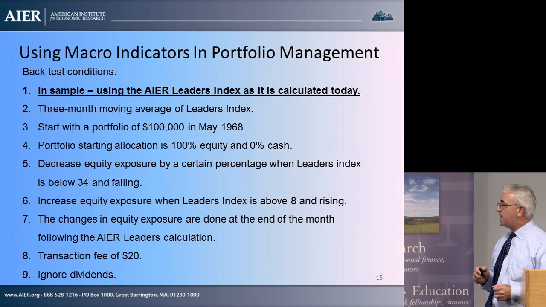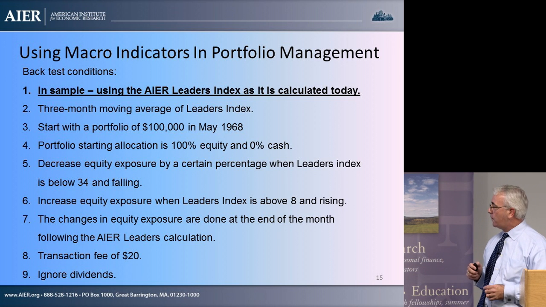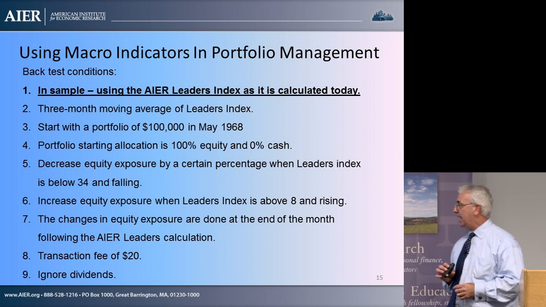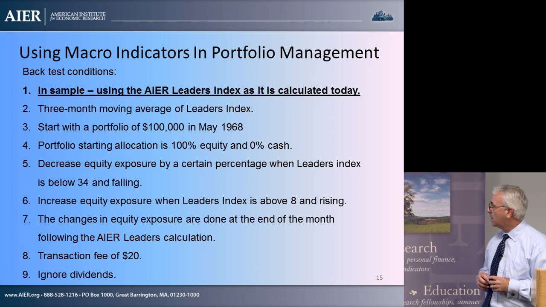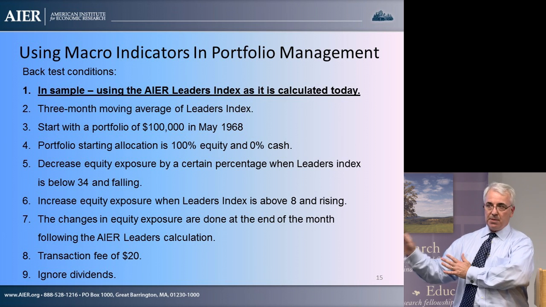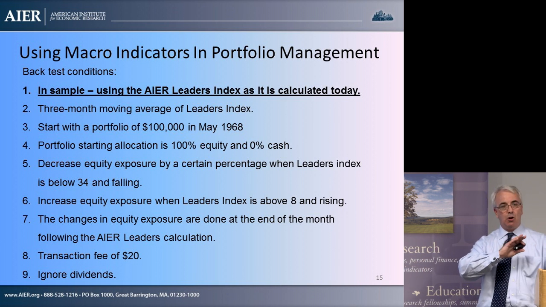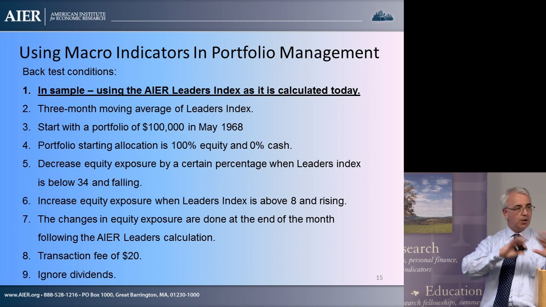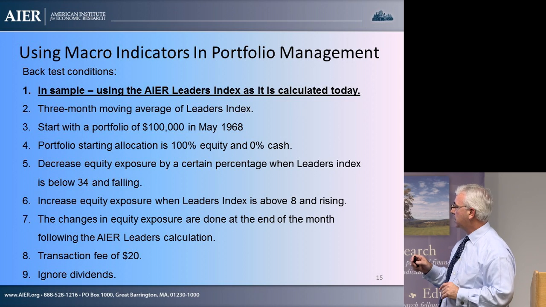We're going to use a 3-month average of that leaders index. We're going to start with a portfolio of $100,000 in May of 1968. That's as far back as our model will allow us to go. The initial starting allocation is going to be 100% in equity, just the S&P 500, and nothing in cash. Throughout the model, it will simply go between equity and cash. No other instruments, no other assets, just between equity and cash.